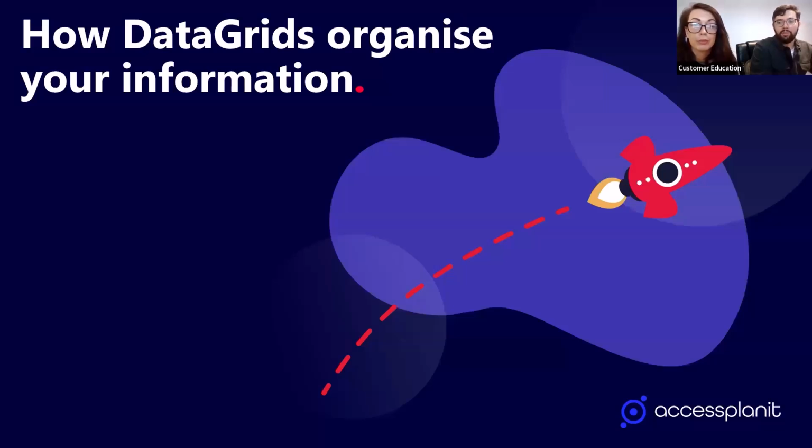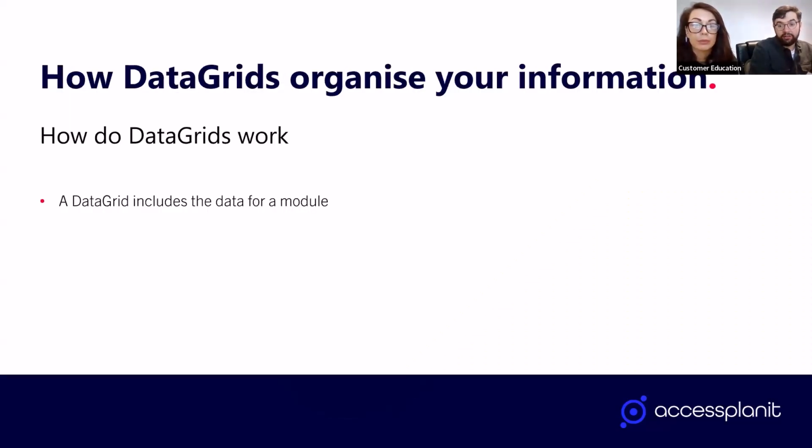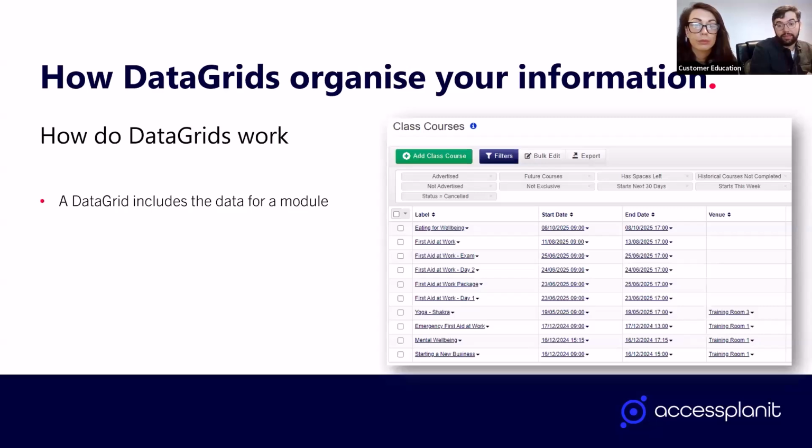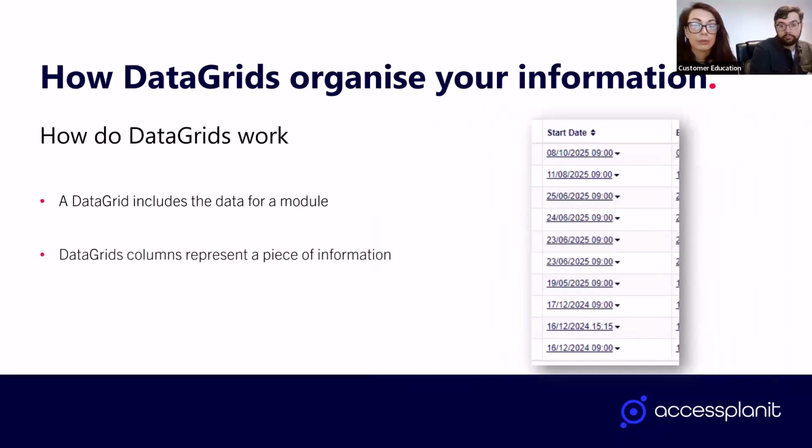Before we get into the detail, here is a quick overview of the layout of data grids. Each data grid contains information about a specific area or module. So here's a good example for you. It's the classroom courses data grid. Each column in your data grid represents information from the same module. For example, the class courses data grid contains information such as the start date and the end date of the course, or the venue of the course, for example.